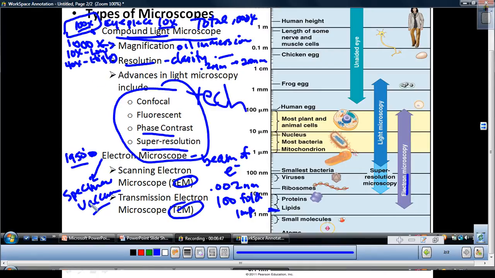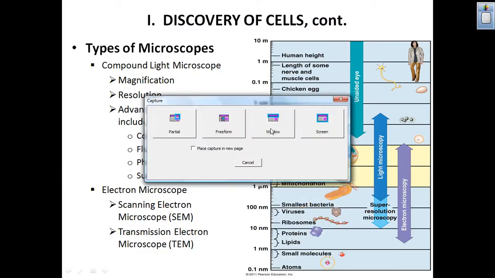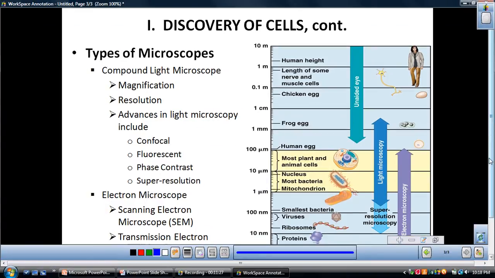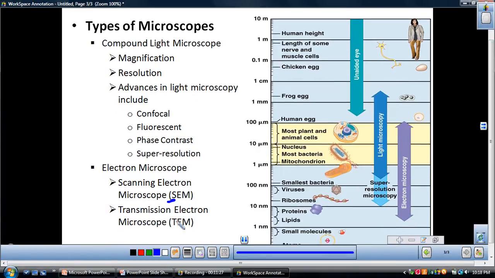So this electron microscopy does have a disadvantage because it kills the specimen. So that's one thing I wanted to mention. But the difference between the two electron microscopes, if you look at the SEM, SEM means scanning, T means transmission, the EM is electron microscope. So the scanning will allow you to study the topography of a specimen. It scans the surface of the sample.